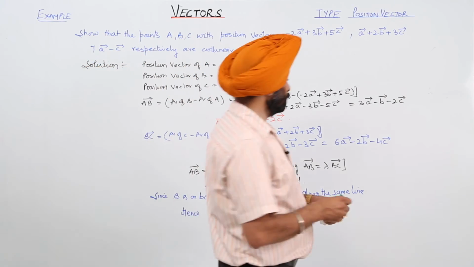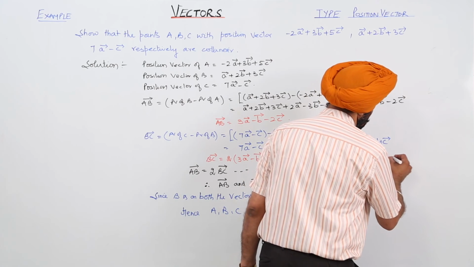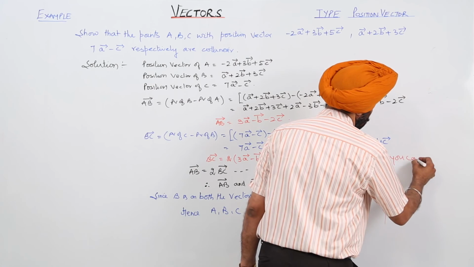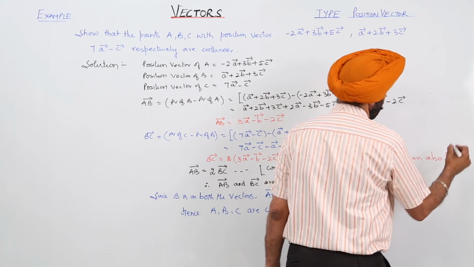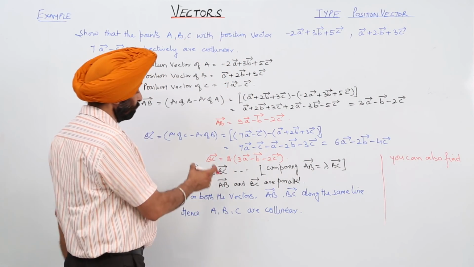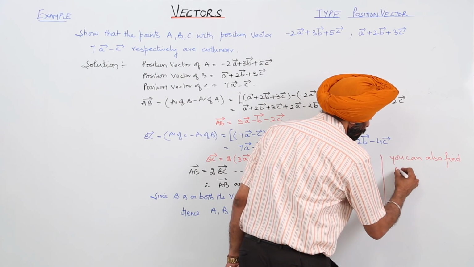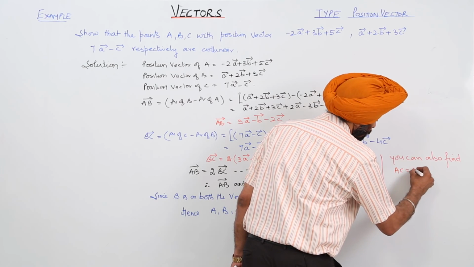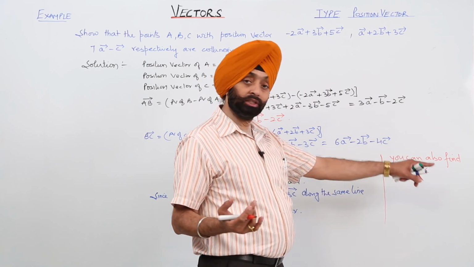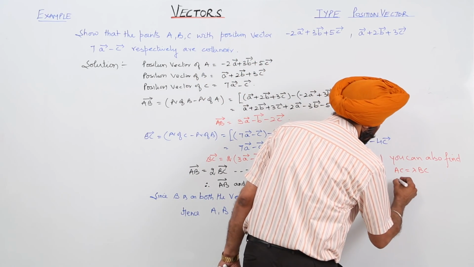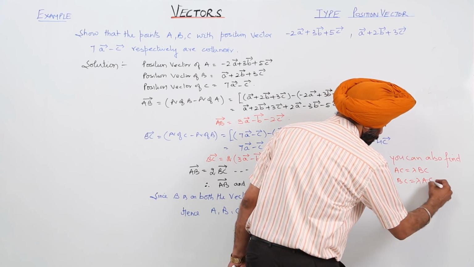Now, what else we can do? You can also find. Now I took what? I took one pair, that was AB and BC. So you can take AC is equal to lambda BC. We can take AC, here C is common. We can take BC is equal to lambda AC, sorry.